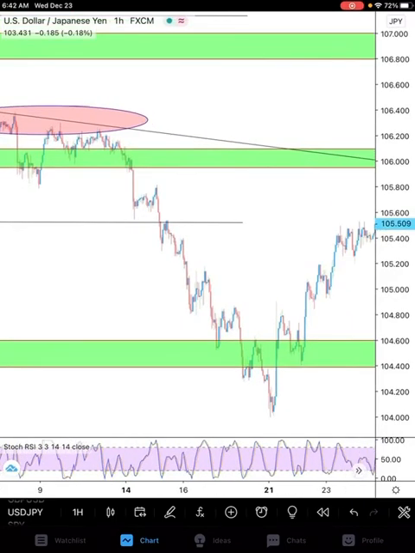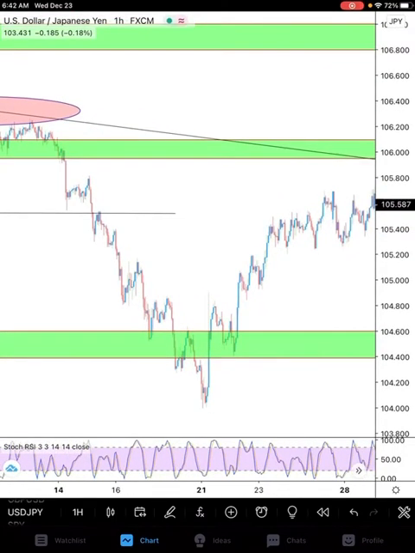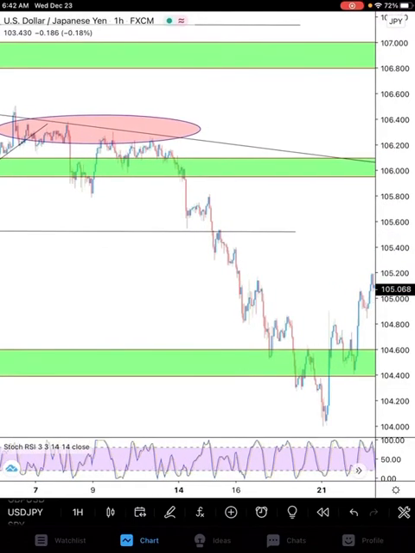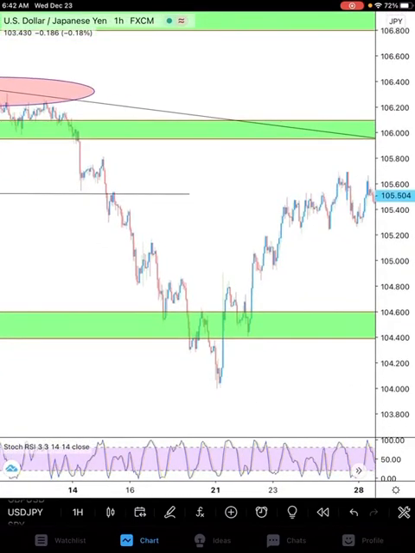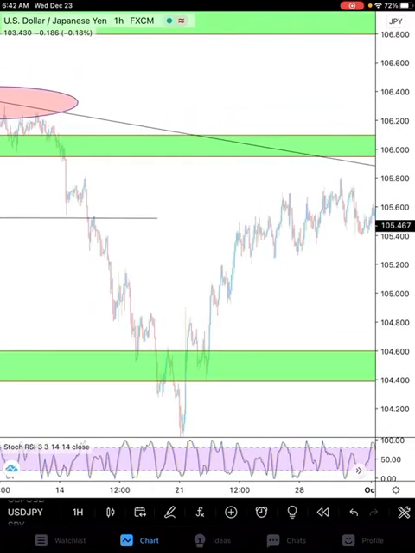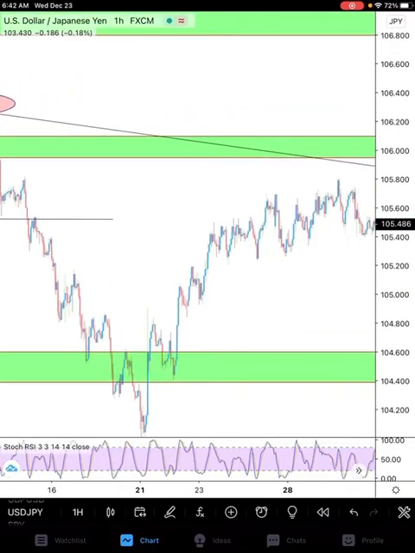I personally haven't caught them. I don't know if my psychology is there yet to be able to just hold like that, but definitely able to call out these entries to get pips in my favor.